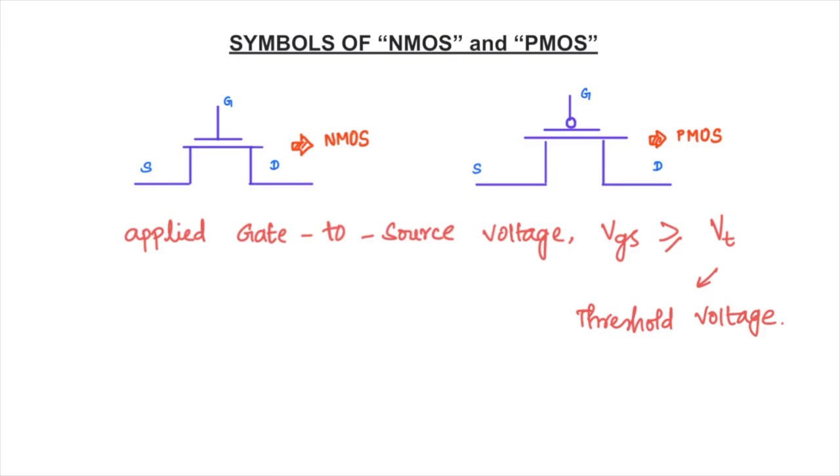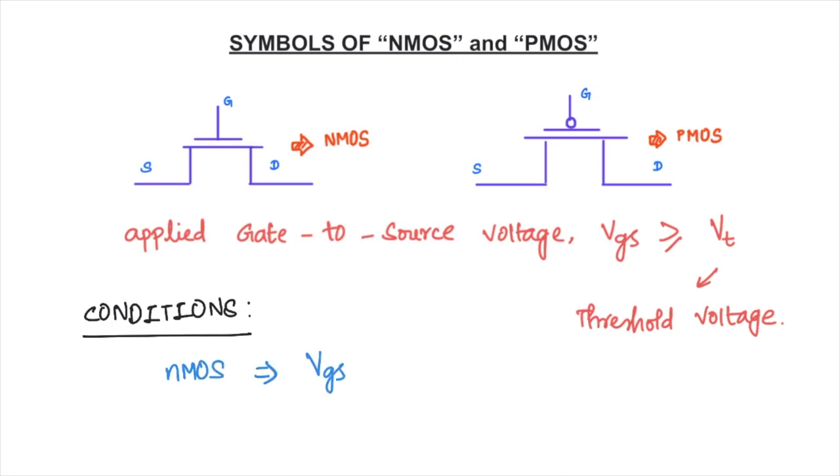Now let us understand the conditions for nMOS and pMOS to turn on. So let us write the conditions. For nMOS, it is going to be VGS greater than or equal to VTN. So we denote the threshold voltage of nMOS in terms of VTN. And for pMOS, it is VSG greater than or equal to mod VTP, where VTP is the threshold voltage of pMOS transistor.